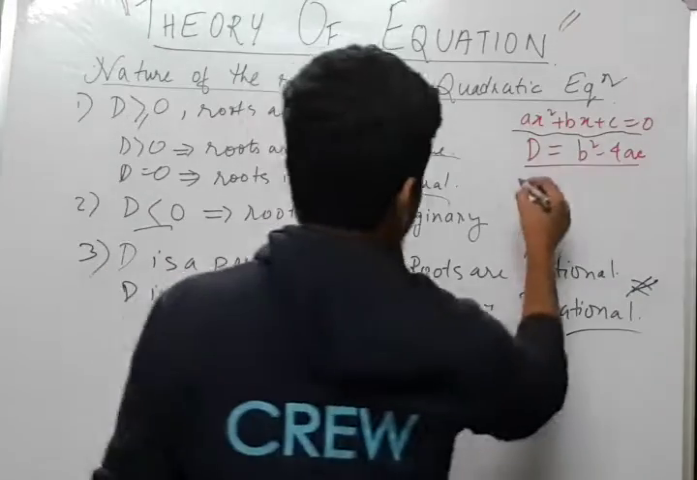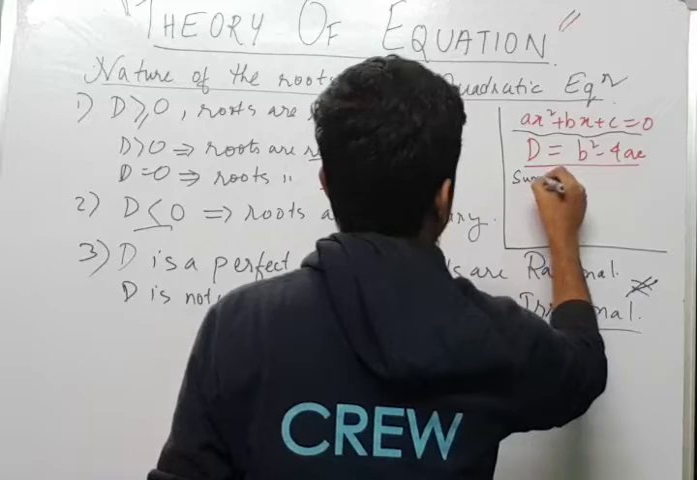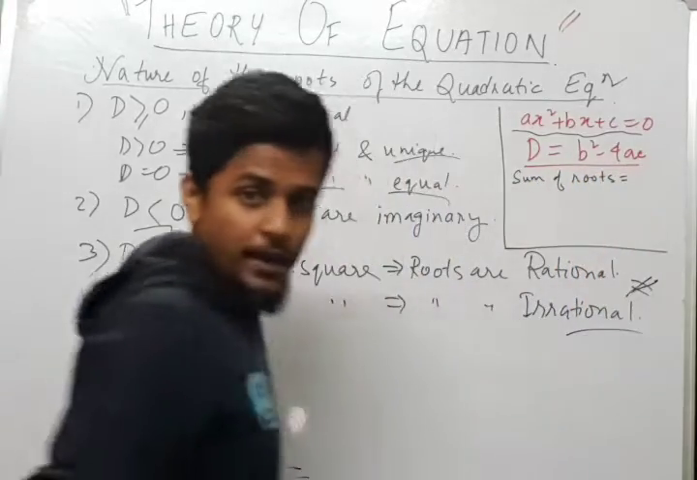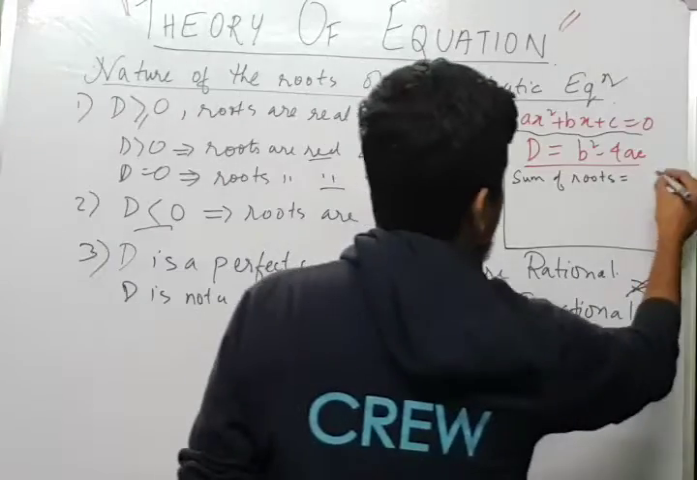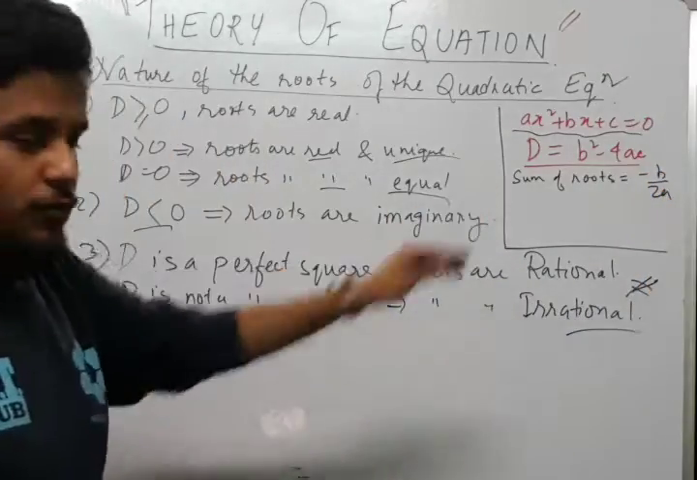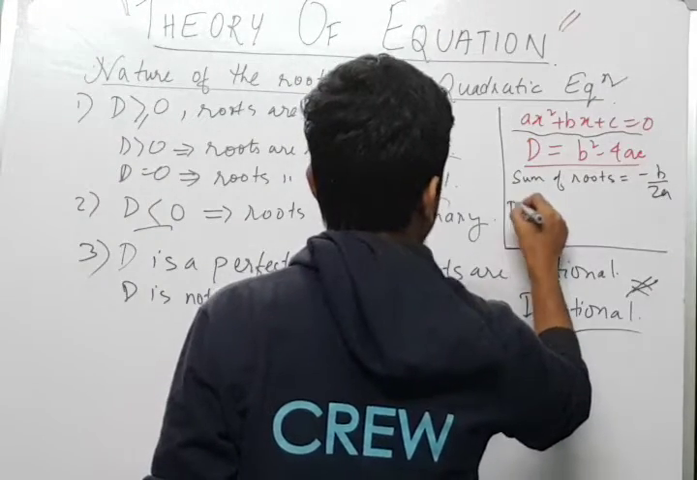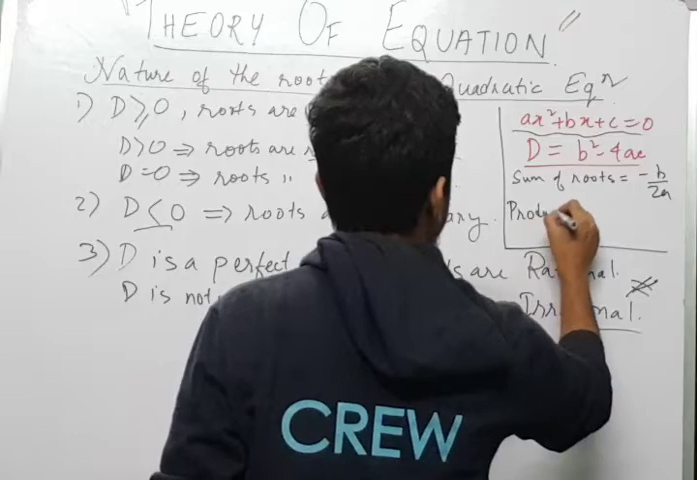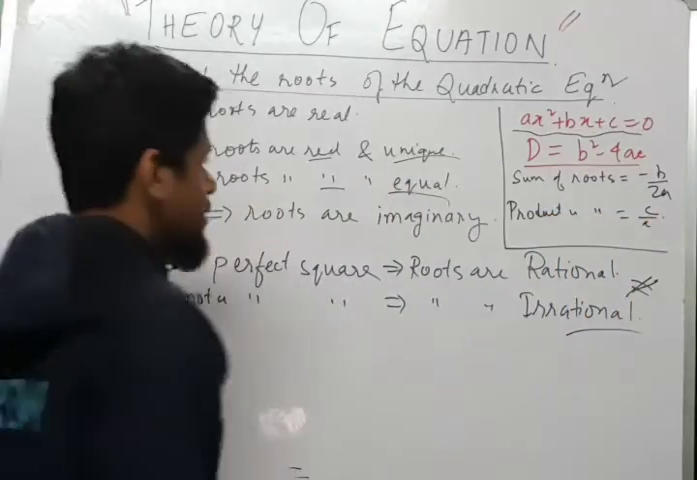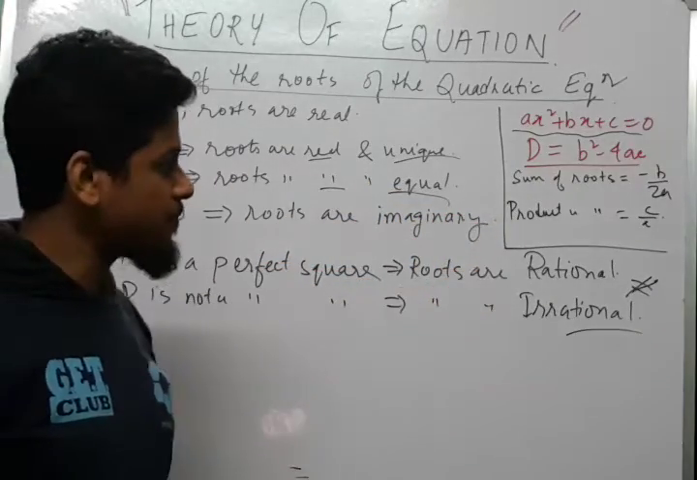So now the sum of the roots, let me write it over here, is given by minus b by twice a. So this is the sum of the roots, and if we need to find out the product of the roots, that will be equal to c by a. So as you can see, this is very straightforward.